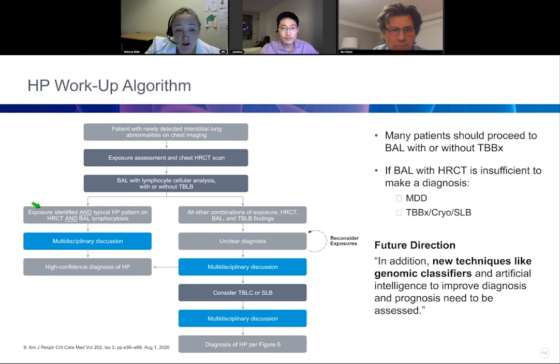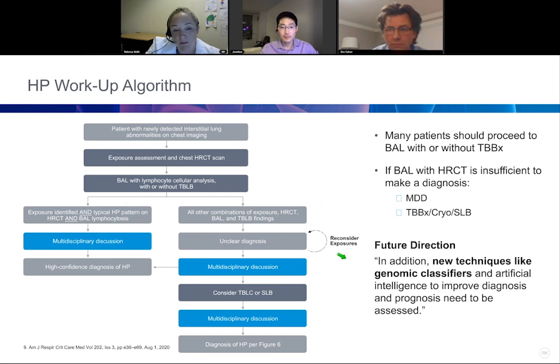Unfortunately, this is not how it always happens. So sometimes you can have a combination of maybe a little exposure history, or you just have an HRCT that's kind of consistent, and then your BAL might not be classic and your transbronchial biopsies. And so therefore your diagnosis is just unclear.